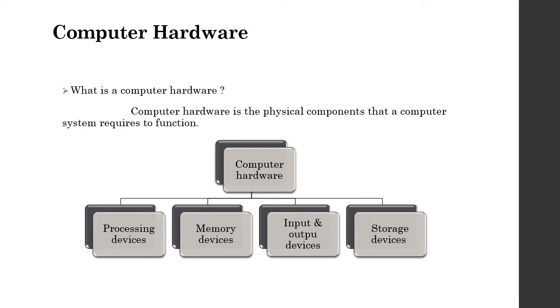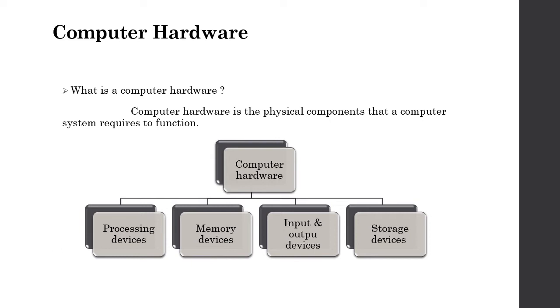Heading is computer hardware. What is computer hardware? You already know that a computer system is made up of many different components. Those that can be seen and touched are called computer hardware. So here is a definition: computer hardware is the physical components that a computer system requires to function.